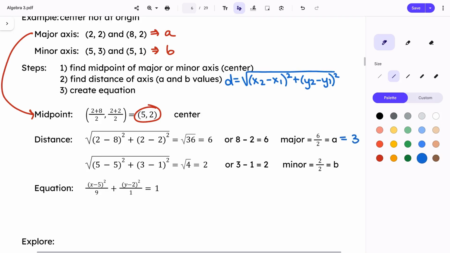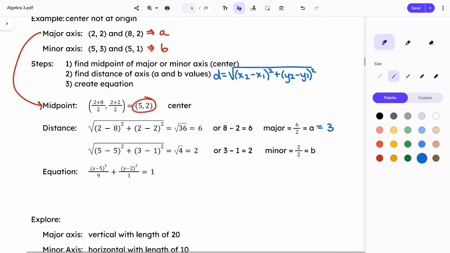So A squared would be what? 9, because it would be 3 squared. And this is going to be your major axis. So maybe just write major underneath that. Then for the B, we do the same thing. They plugged it into the distance formula using the minor axis points this time. They got a 2. We have to cut that in half. So my B is just going to be a 1. So B squared would still just be 1 because 1 squared is just 1. And so that's going to be my minor.